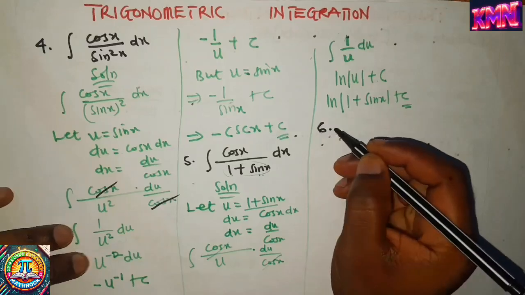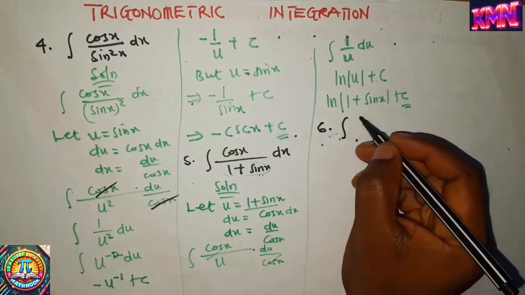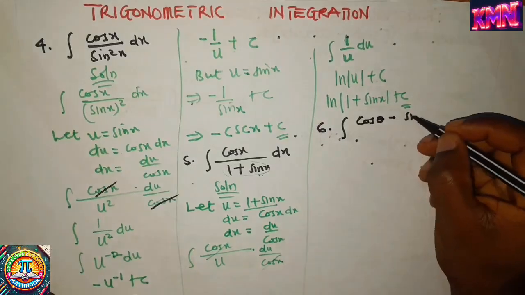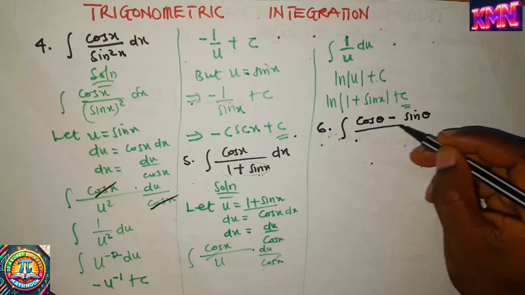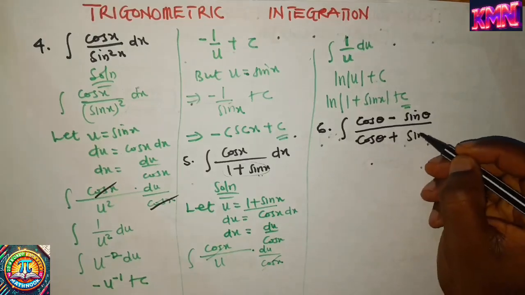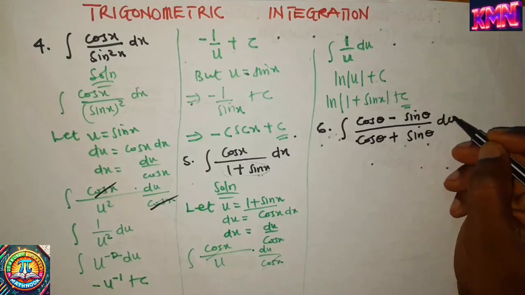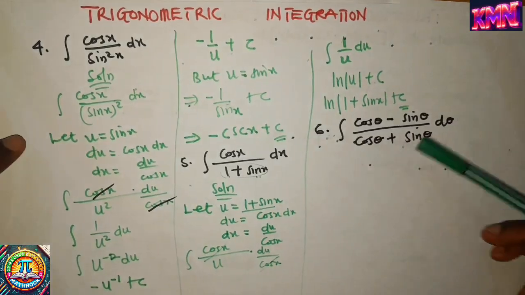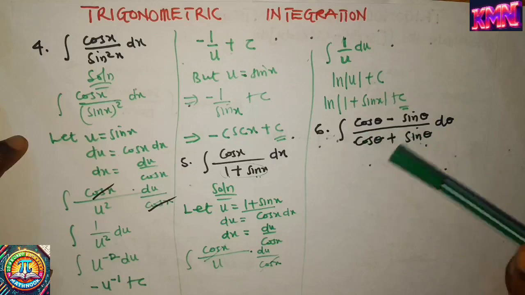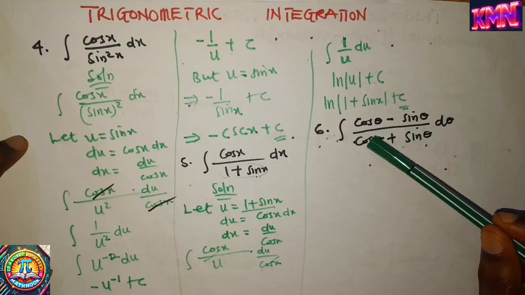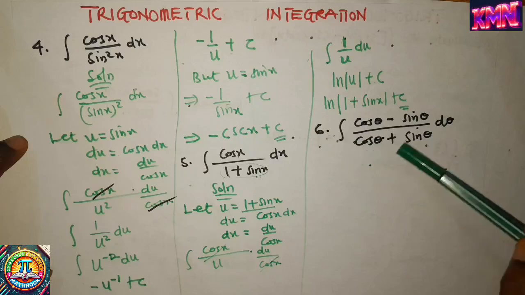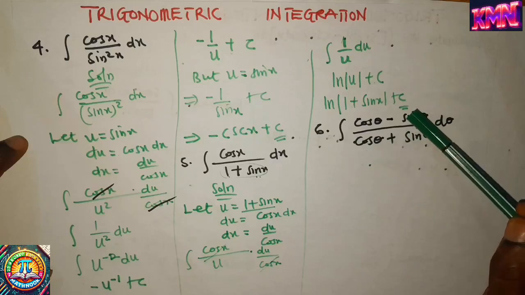Our final example says to find the integral of cosine of theta minus sine theta on cosine of theta plus sine theta. A problem like this, you can see that if the denominator becomes u and we differentiate, the differential of cosine of theta is negative sine theta, and the differential of sine theta is cosine of theta, which will resemble the numerator. So let's do that.